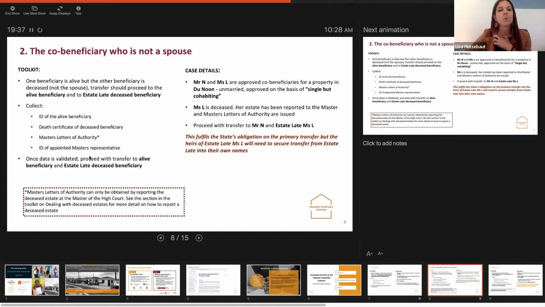Correct. Yes. So we would then, and we've done this practically, we have then received a title deed from the city registered in the name of the estate late.